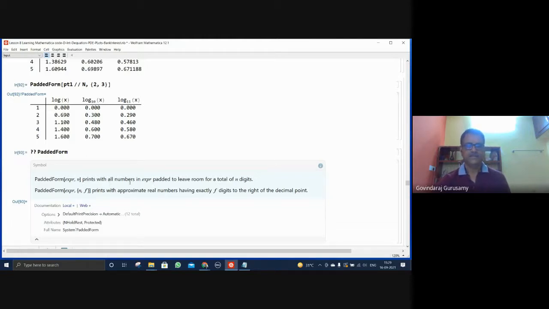It prints all numbers in the expression padded to leave room for a total of n digits. Okay. Print the approximate real numbers having f digits to the right of the decimal point. Okay. Print approximate real numbers having exactly f digits to the right of the decimal point. So this is also required for us.